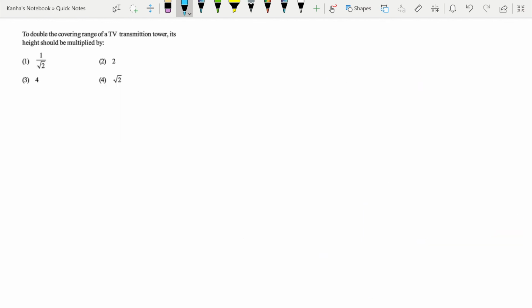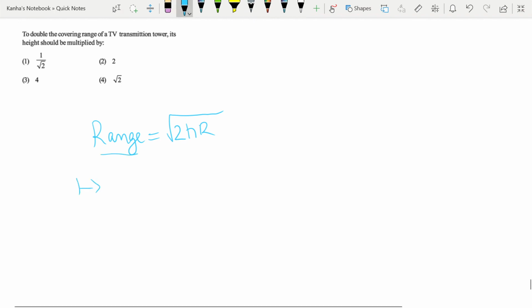Now let's look at one more question. To double the covering range of a TV transmitting tower, its height should be multiplied by what? We know that the range of transmission is nothing but root 2 times h into r, where h is the height. Thus, to double the range, I have to increase my h by 4 times. Range is the dm that I told you about when we were discussing. So the answer is 3.